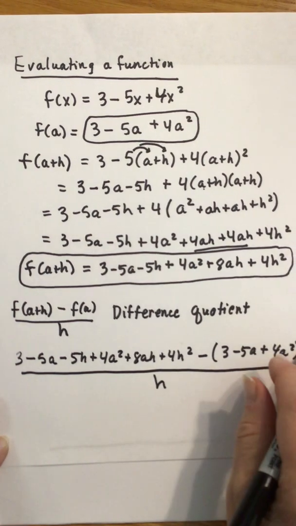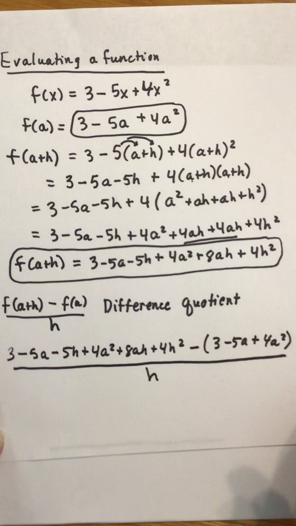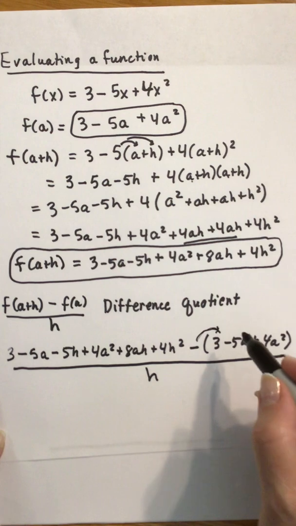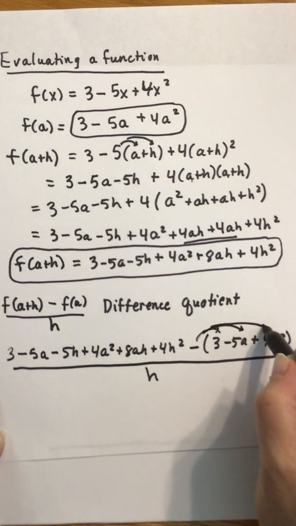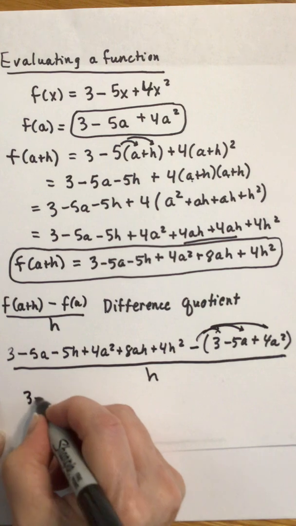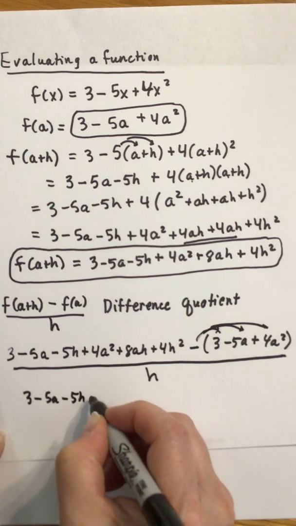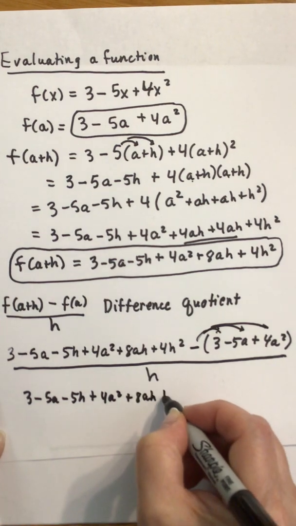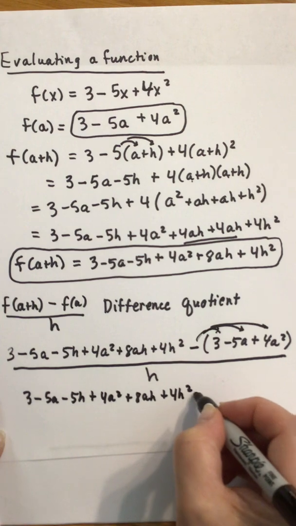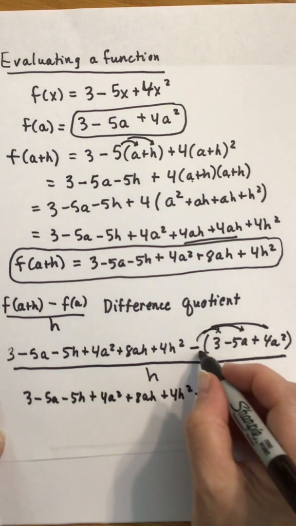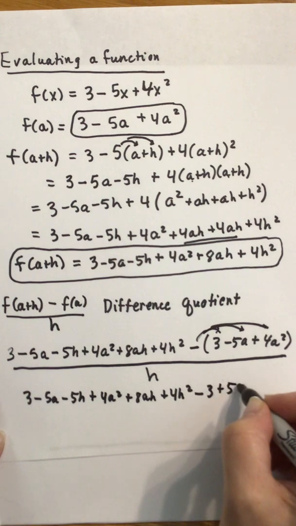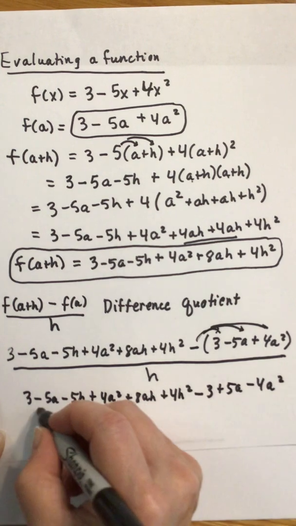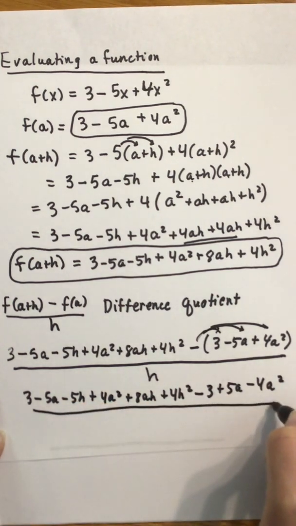So this is not difficult, it's just kind of long and drawn out. So what do we have to do now? We have the minus sign, so we're going to distribute in the minus sign. So I get 3 minus 5A minus 5H plus 4A squared plus 8AH plus 4H squared minus 3. Negative times negative is going to give us plus 5A. Negative times positive gives me minus 4A squared all over H.